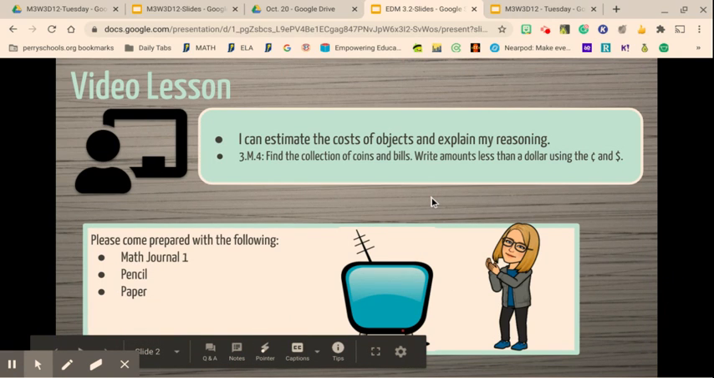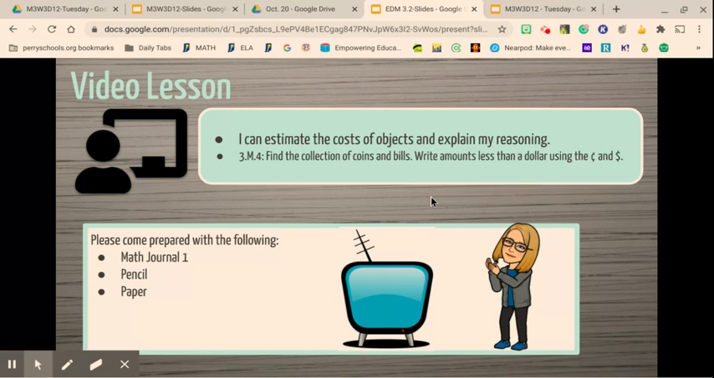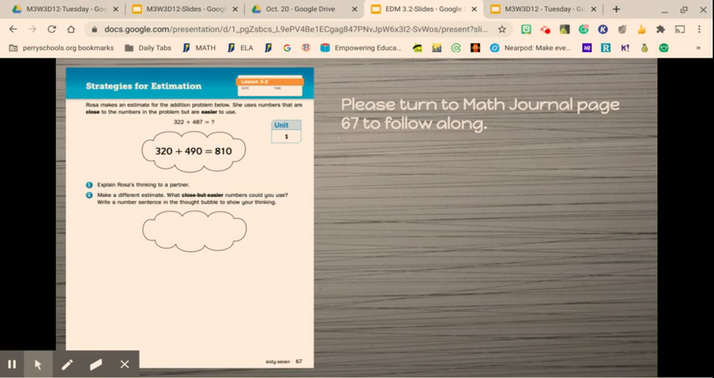So our goal for today is: I can estimate the cost of objects and explain my reasoning. So we're going to be looking at estimating, but then the big piece of today is looking at explaining the reasoning, or why we did it. Turn in your math book to page 67, and I want you to follow along as we're looking at this page. And I want you guys writing some notes down on this page as I'm going through this.